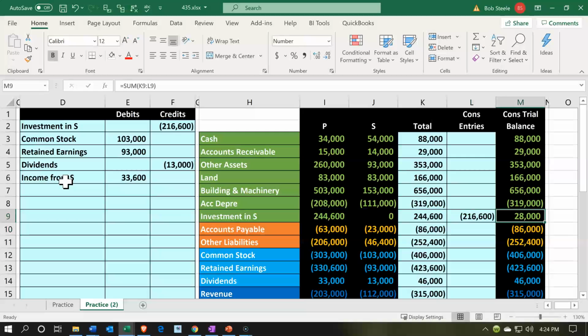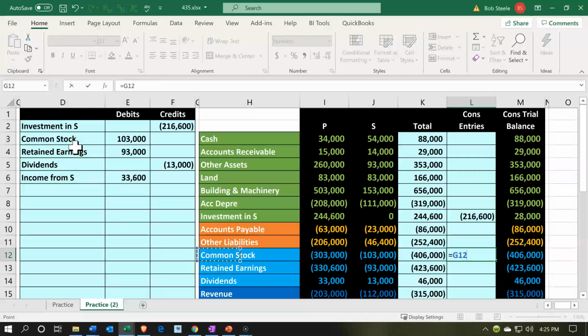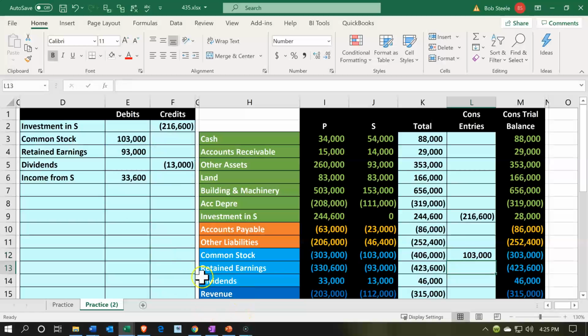Now, this doesn't go down to 0 yet, right? We still got things that we need to account for there, so we'll keep working on that. Then we're going to record the common stock. Scrolling back over to the common stock, equals, and we're going to be pulling up that 103,000. So here is P, here's S's portion, there's the total minus S's portion, it gives us back P's portion.